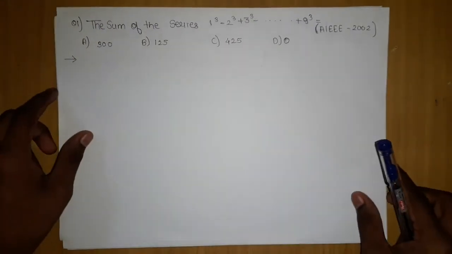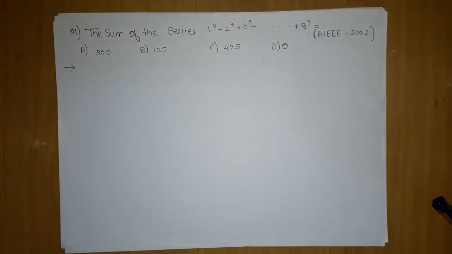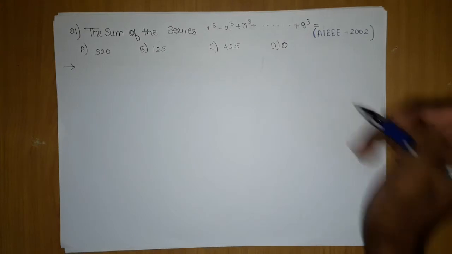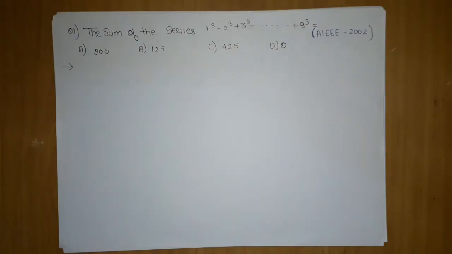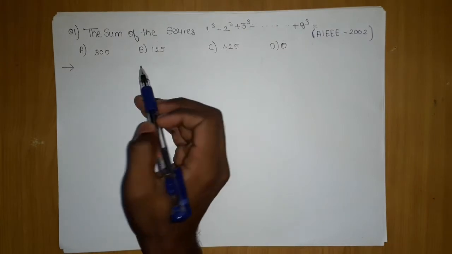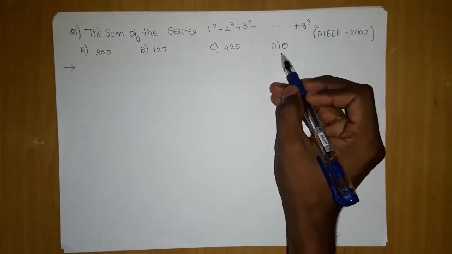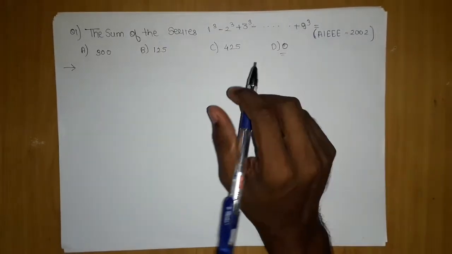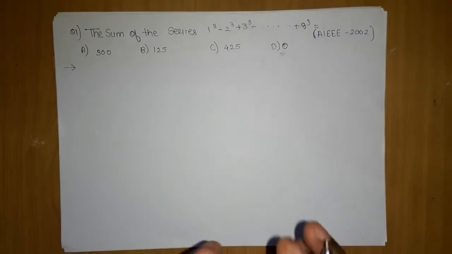Let me read the question. The sum of the series 1 cube minus 2 cube plus 3 cube minus and so on plus 9 cube, and this question has appeared in AIEEE 2002. The options are: first option is 300, second option is 125, third option is 425, and fourth option is 0. This question is very easy, and this type of question we have already done a lot.